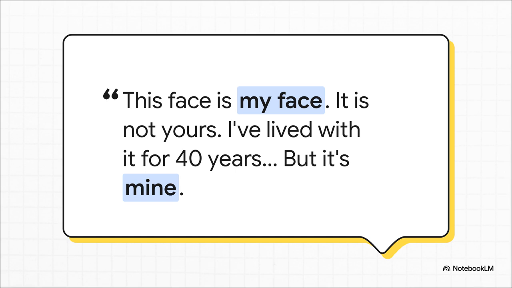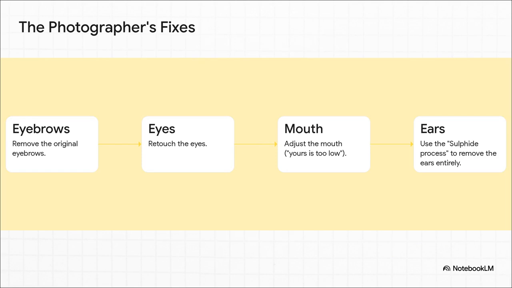He doesn't see a face to be captured, he sees raw material to be corrected. And the narrator's plea is just heartbreaking. He's not asking for perfection, he's just asking to be recognized. And the improvements the photographer makes are completely off the wall. He proudly explains how he retouched the eyes, totally erased the original eyebrows to draw on new ones, and fixed the mouth. And the grand finale, he just casually suggests using something called the sulfide process to, get this, completely remove the ears. It's so absurd you'd laugh if it wasn't so tragic.